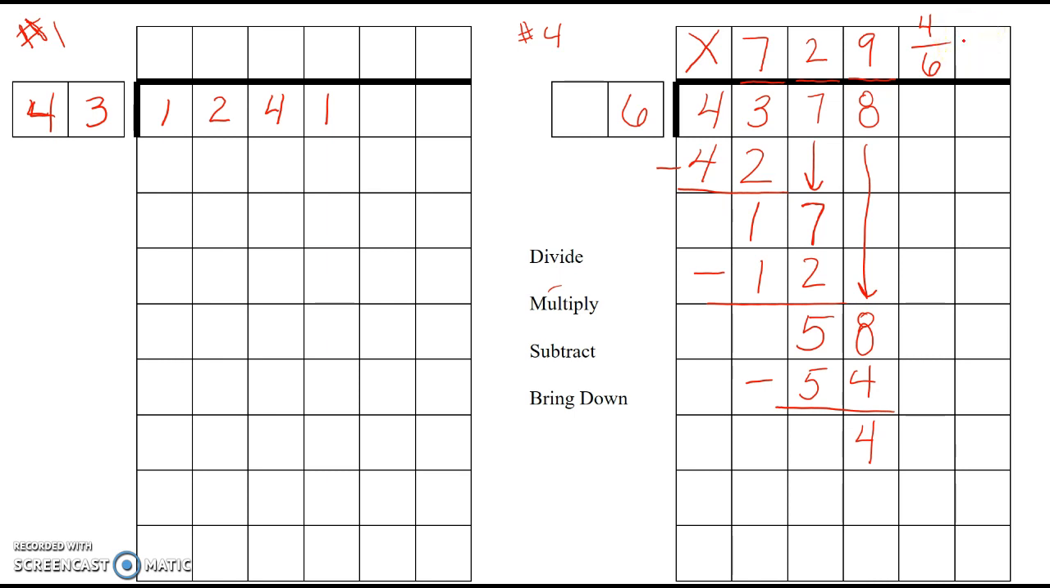And I will get a quotient of 729 and 2/3. There is my quotient. Okay, so instead of writing remainder 4, I'm going to take that remainder and turn it into a fraction.